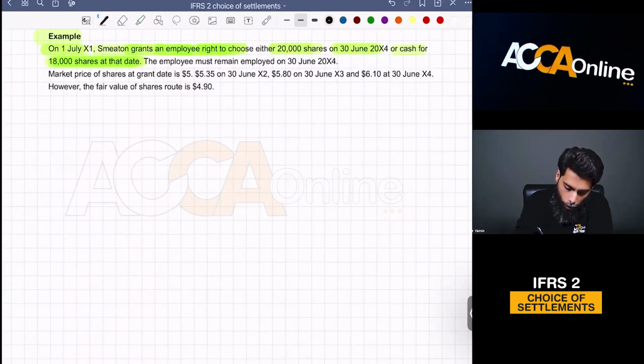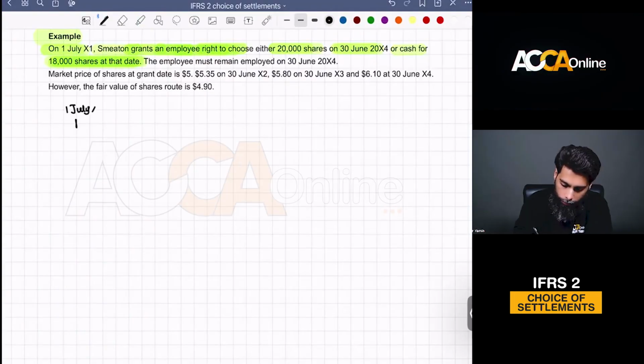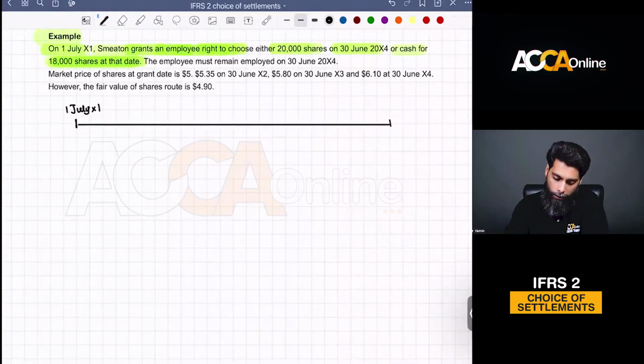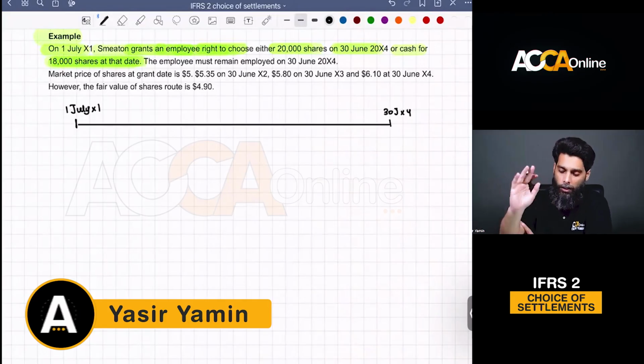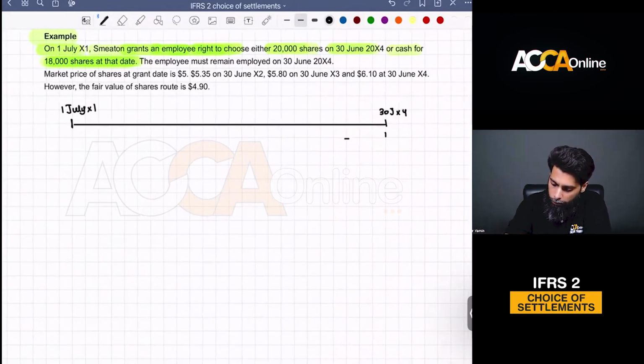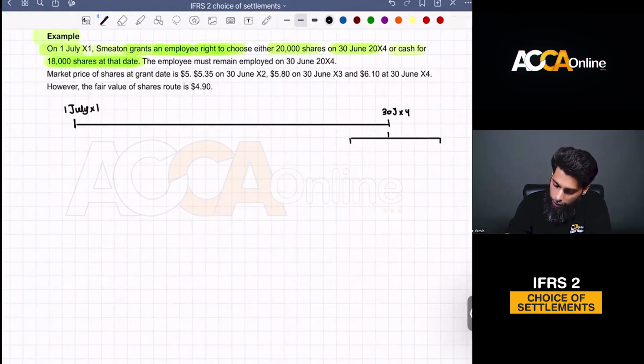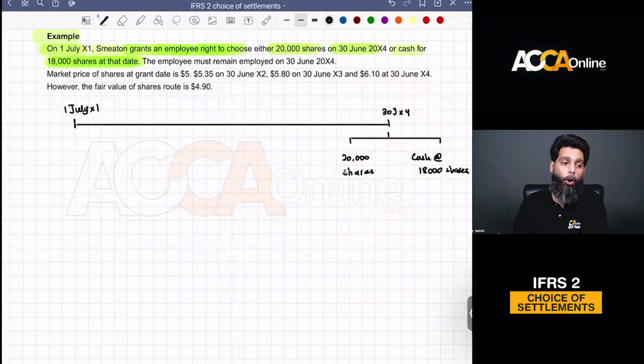My dear fellows, today is 1st July 20x1. We are granting an option to our employees that on 30th June X4, which is approximately 3 years after, the employees would have an option. Either they could take 20,000 shares from the company, or they could take cash at the value of 18,000 shares. And since the employee has the option to decide what to do, this is supposed to be a compound financial instrument, and it is supposed to be treated accordingly.